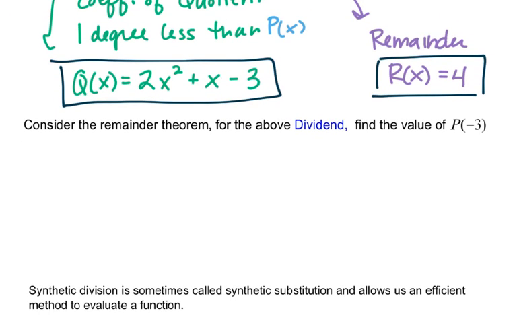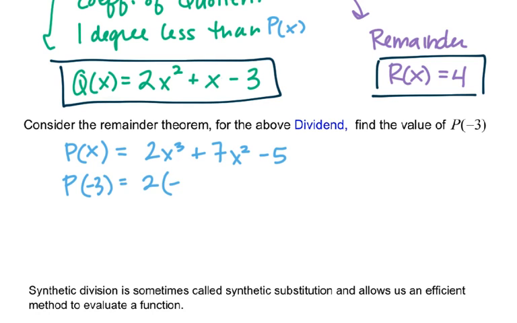Consider our remainder theorem for the above dividend. The dividend that we started with in this problem was p of x equals 2x cubed plus 7x squared minus 5. So p of negative 3 equals 2 times negative 3 cubed plus 7 times negative 3 squared minus 5.